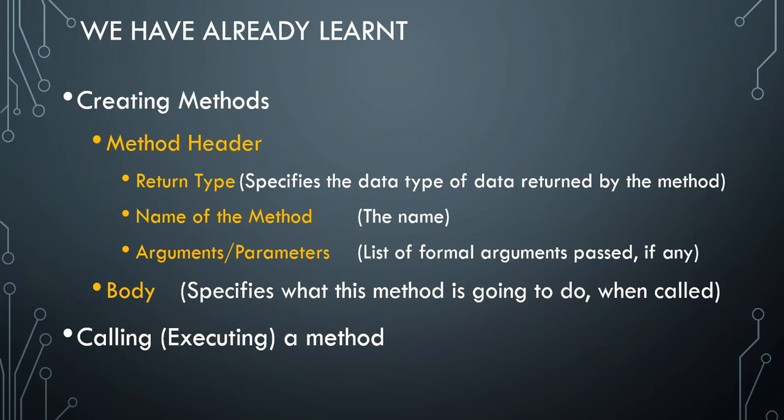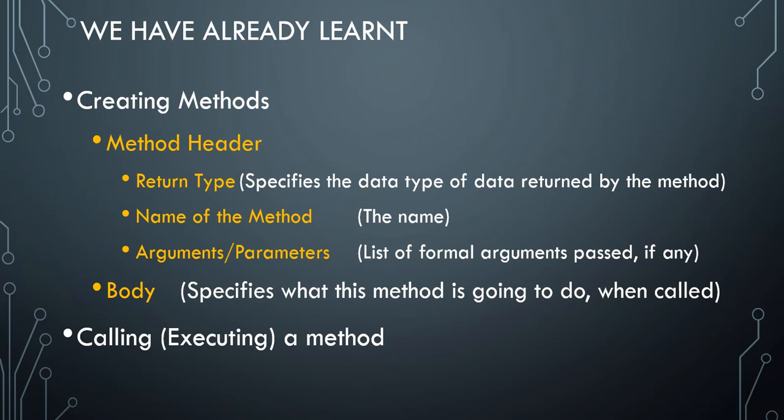Last week we had learned about creating methods. While creating methods, we learned about two things: creating methods and calling a method. When we create a method, it basically contains the method header and the method body. Method header contains a return type, name of the method, and arguments or parameters.